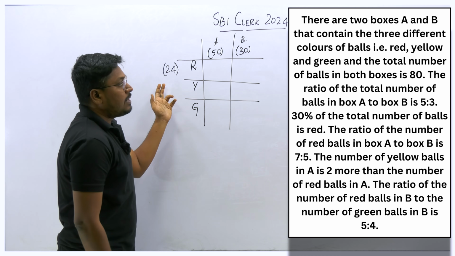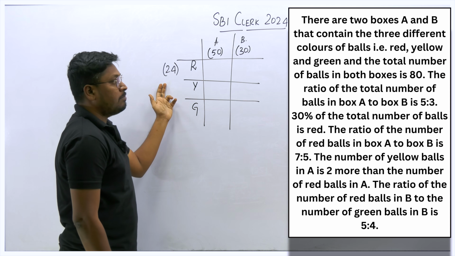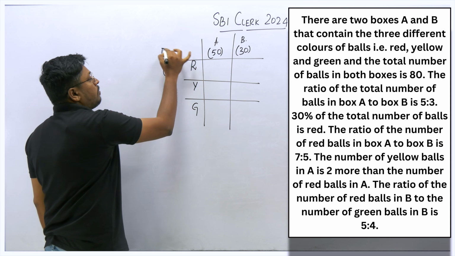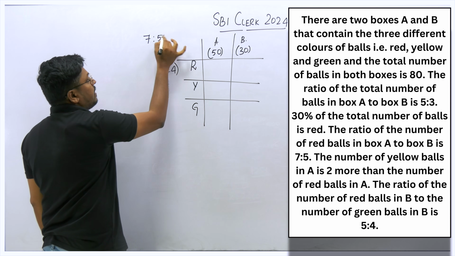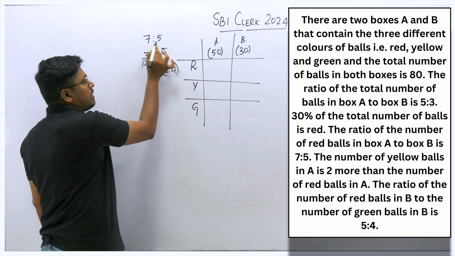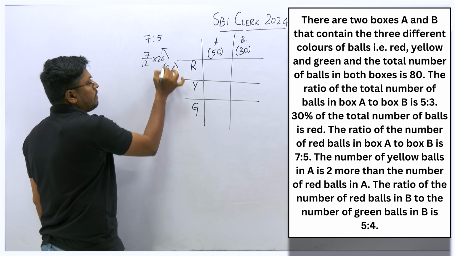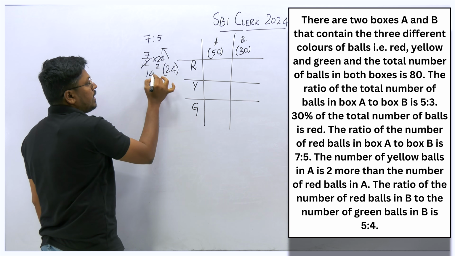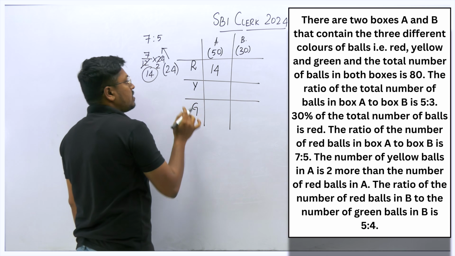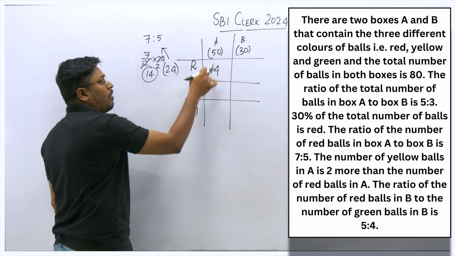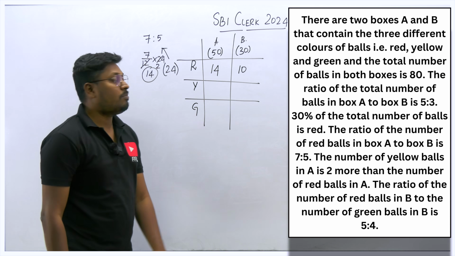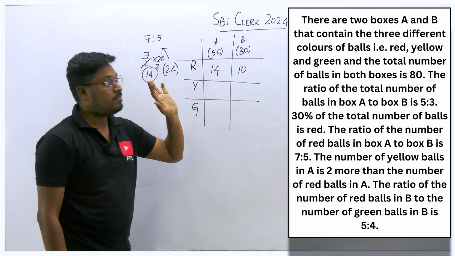Now the ratio of the number of red balls in box A to B is 7:5. So these 24 balls are split in the ratio 7:5. Which means we can easily find 7 divided by the total 12, that is 7 plus 5 is 12, times 24. So 2 times 7 is 14, which means box A contains 14 red balls. Out of 24, if 14 are from box A, then the remaining 10 will be from box B. So the numbers are 14 and 10, right?